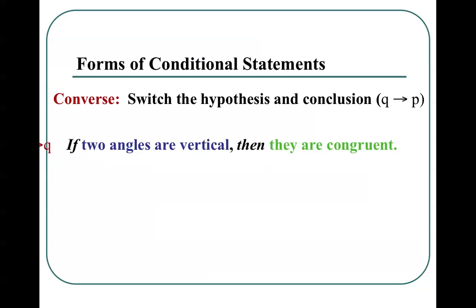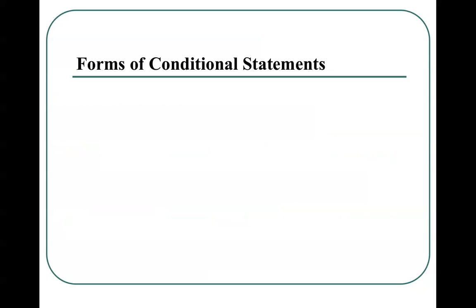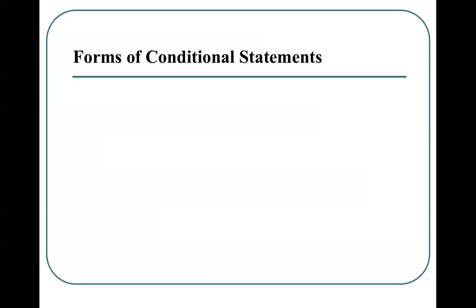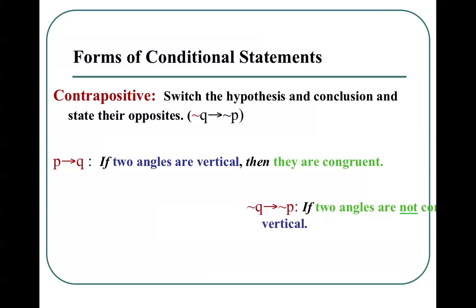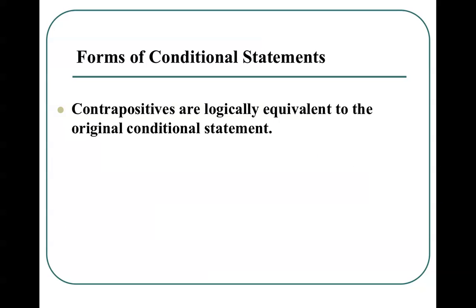All right, here are our three forms. We're going to look closer at these guys. We have the converse, which is where you switch them, the inverse, which is where you negate them, and the contrapositive, which is of course the longest word, is where you do both, okay? So you negate and flip. Now, the thing that we want to know is that contrapositives are always going to be logically equivalent to the original statement.